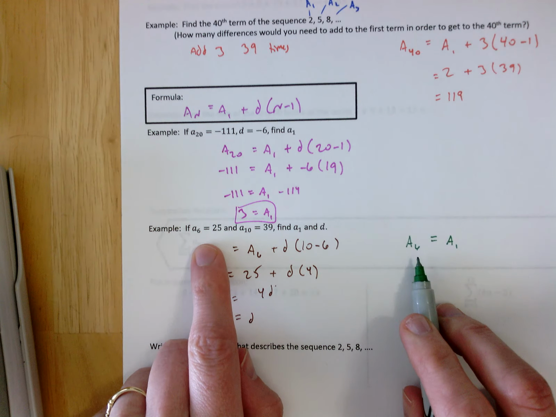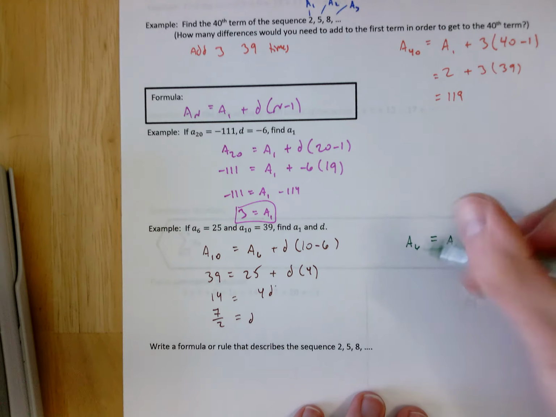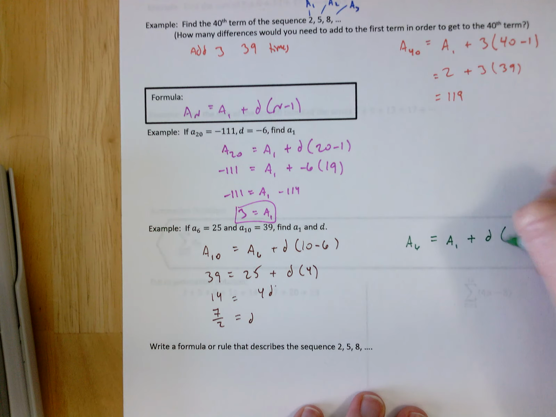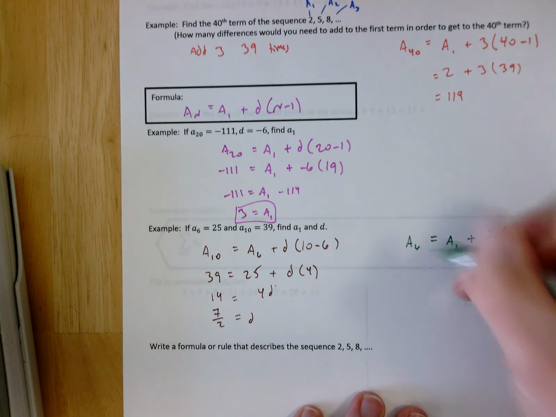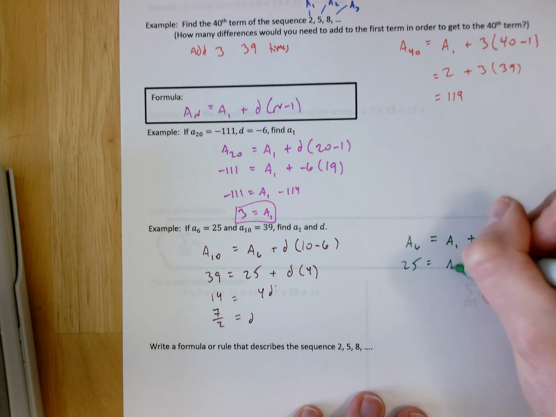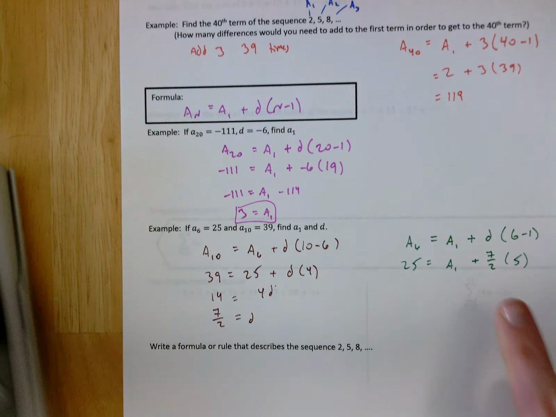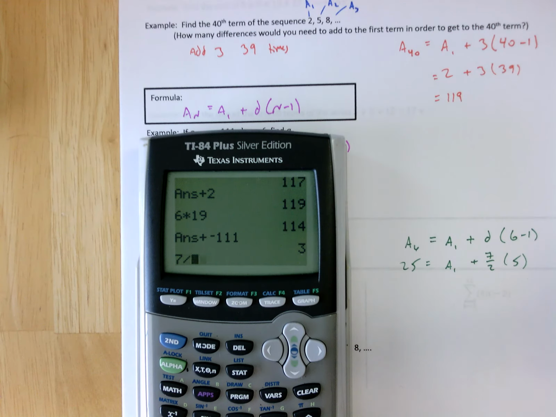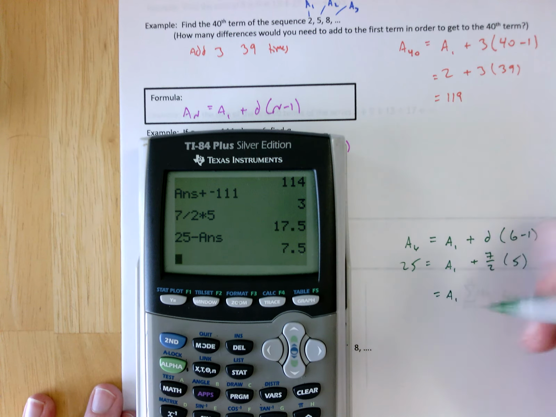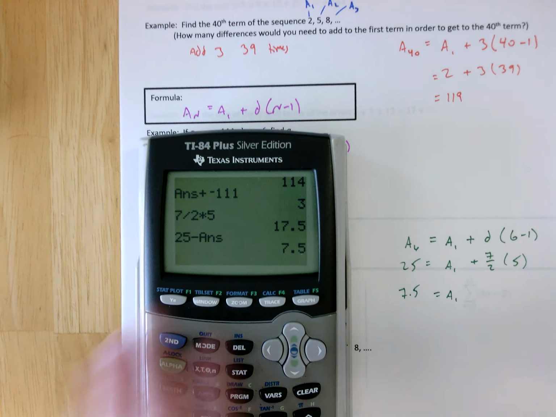It wouldn't matter. All right, to go from term 1 to term 6, I have to add my common difference 6 minus 1 times. All right, and then I'm going to plug in what I know. This is 25. That's what I'm looking for. Common difference, we just figured out. 6 minus 1 is 5. All right, and then this is all that I'm going to solve. So I'm going to have to multiply those two together. So 7 halves times 5 is 17 and a half. And then I'm going to do 25 minus that number and figure out that A sub 1 is 7.5.